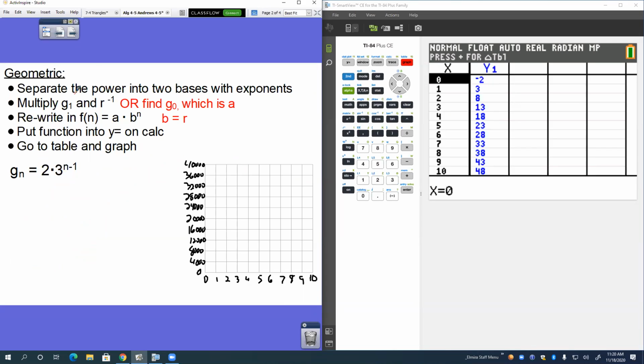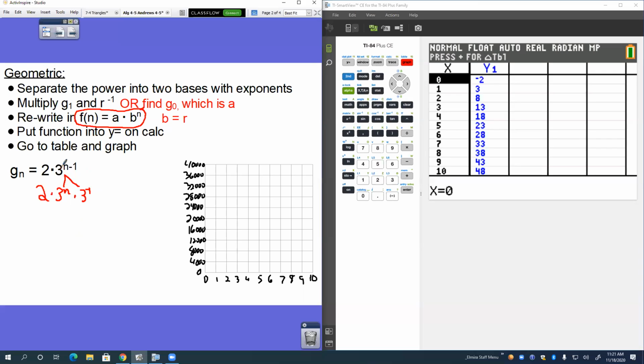So what we want to do is separate the power into 2 bases. This is a little bit weird, all right? All that we're going to do to get it into this notation, because we want our answer to look like this, is just bring down this 2. You're just going to bring down that g sub 1. But now we're going to split this into 2 different things. So it says 3 to the n minus 1 power. We're going to split it to be 3 to the n and 3 to the -1.